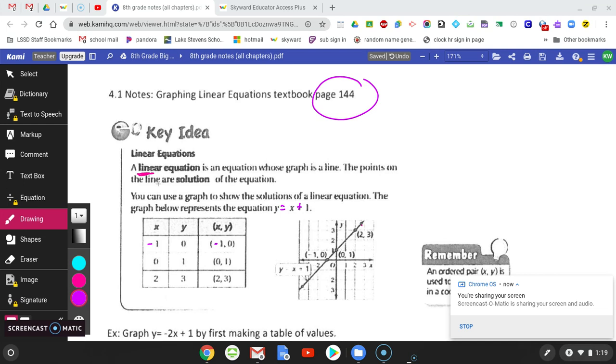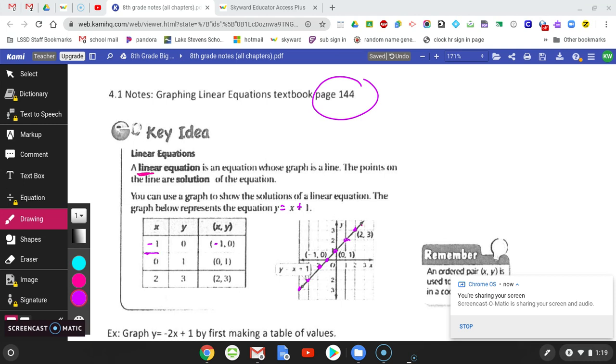The points on the line are solutions. So every single point on this line is a solution of it. So if I have the equation y is equal to x plus 1, I can just plug in some numbers for x, solve it for y, and that gives me coordinate points I'm able to graph.